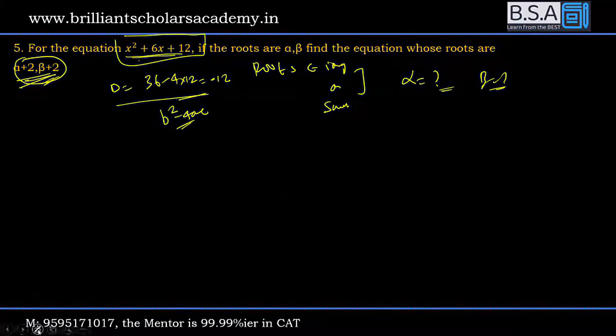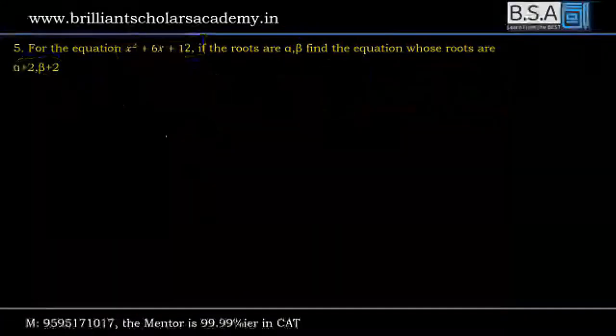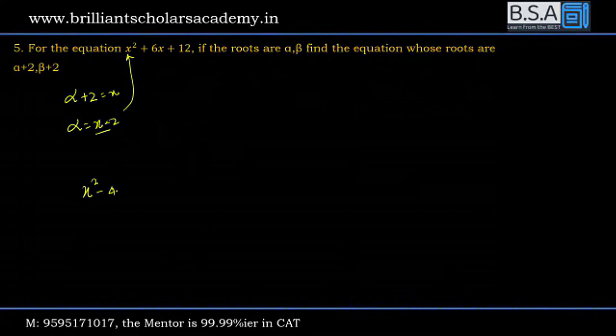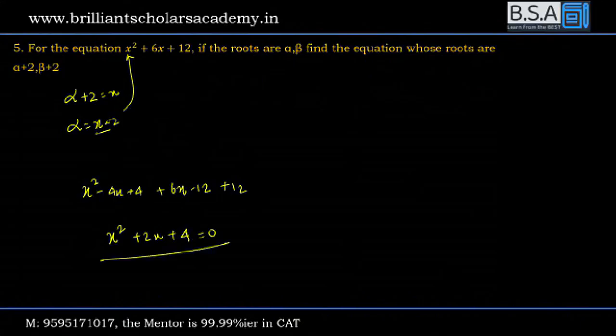So if you notice the very first one here, I will say alpha plus 2 is equal to x, so alpha is equal to x minus 2. That is all I have to replace here. And one more habit: you are going to perform a square of this, so directly perform the square. You are going to multiply 6, and add 12 to this. So x square, this becomes plus 2x, 12 and 12 cancel, plus 4. This is your new equation. Job done.